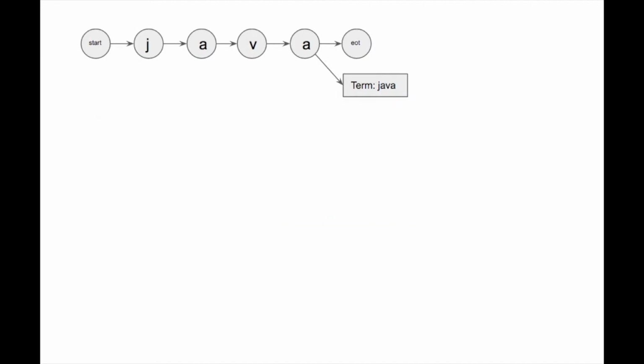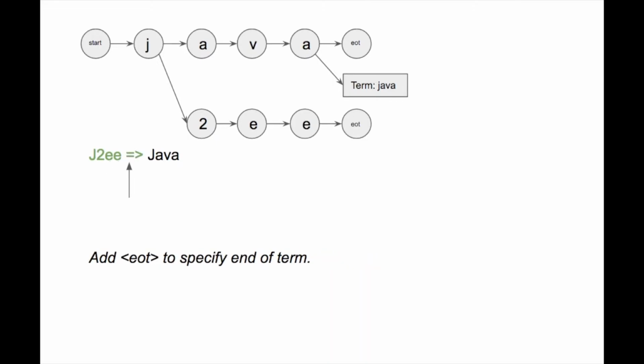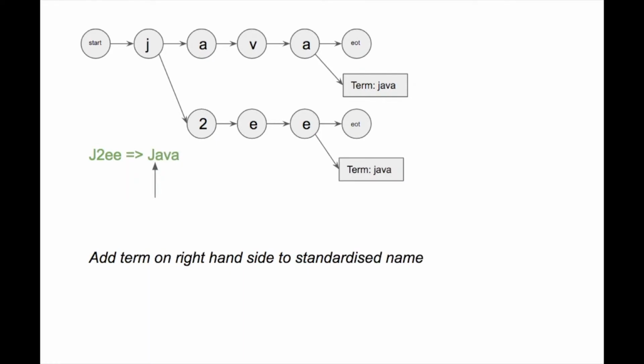Let's say we want to add another term to it, which is J2EE, which also means Java, by the way. This time we try to add J, but J is already there. Then we add 2. Then we add E, and we add another E. Again we reach EOT, end of term, and we map it to Java. Now, this is part 1 of how FlashText works.